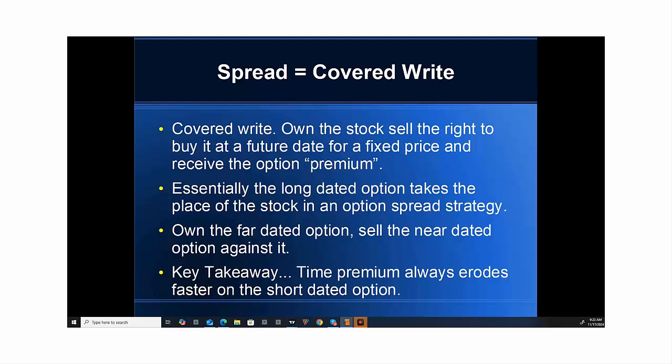Now it may get called away when the stock's at 102, in which case you can go back in and buy it at 102, and you've already pocketed a $5 profit on the stock. So essentially, what we're going to do is instead of owning the stock, we're going to own a long dated option. Remember that last graph that I showed you where the long dated options decay slowly. So we want to be long those. So in the place of the stock, we own a long dated option. And essentially then we're just doing a covered write with a short dated option. And that's essentially what a spread is. So the key takeaway is that time premium always erodes faster on the short dated, and we want to use that to our advantage.